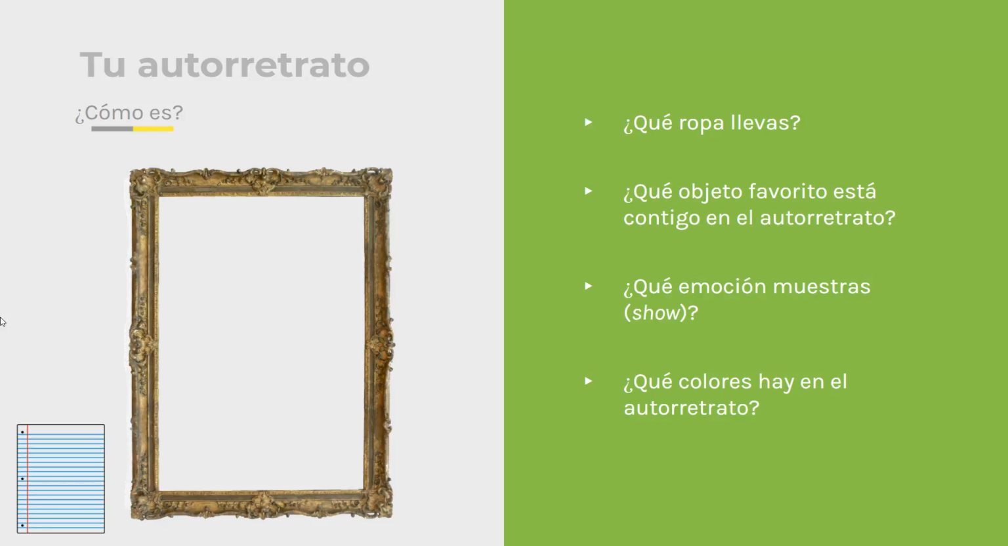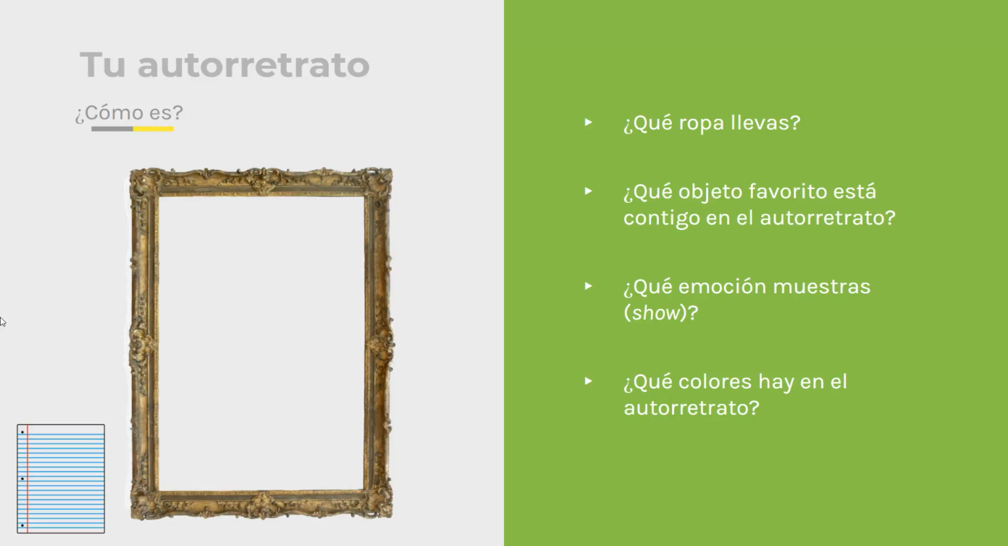¿Qué objeto favorito está contigo en el autorretrato? So usually, perhaps in a self-portrait, you could have something that's really important to you. If you love your dog, maybe your dog would be with you in your autorretrato. If you play golf, maybe that would be in there. If you like to watch a certain kind of TV show, maybe that could be on in the background. ¿Qué emoción muestras? Are you somebody who smiles all the time? Perhaps you'd be smiling in your self-portrait. Maybe triste, maybe you're more serious or sad when somebody looks at you, takes a picture.